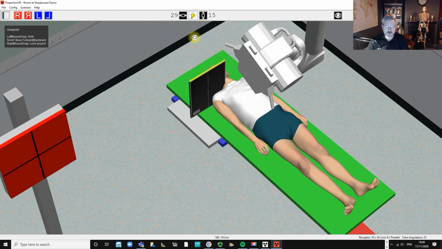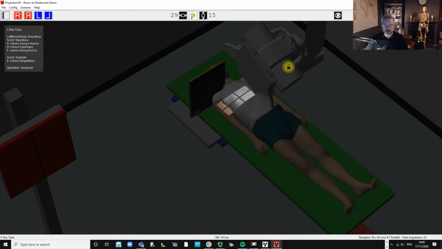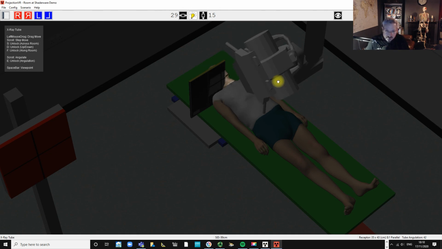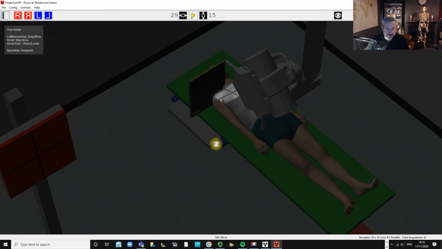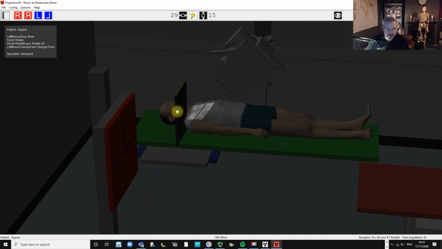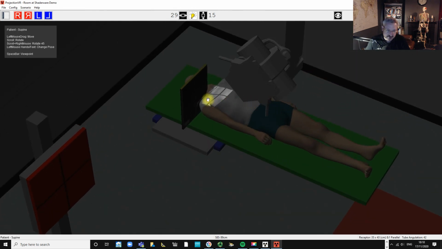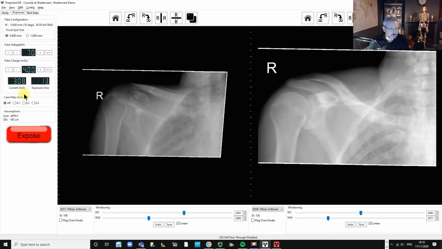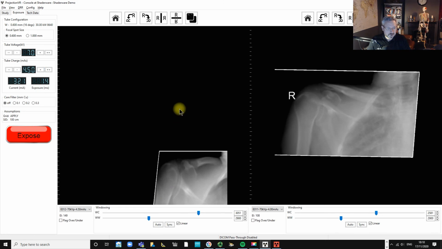Okay, and then what we can do is angle the tube even more. And what we're doing now is, because this is now in the axial plane, it is a true axial projection. And what we're doing is we're actually projecting the clavicle up onto the receptor. So let's see what image we will get if we do this. Okay.